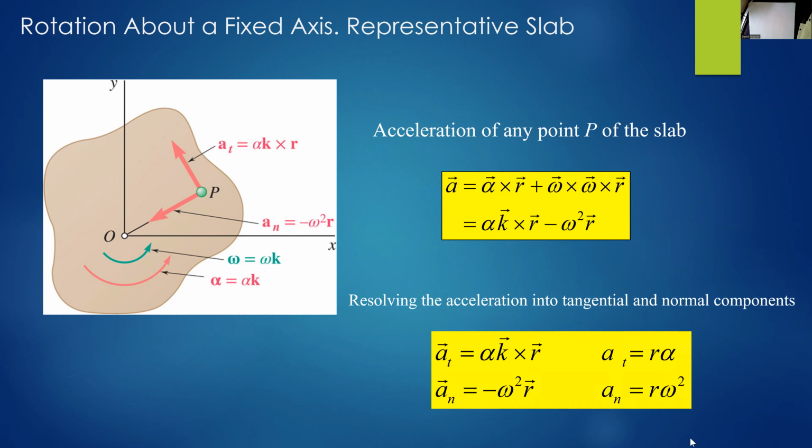So if we break them down, we have tangential is alpha cross r, or omega cross r. This is in vector form over here to the left, and this is in the scalar form here, where you just multiply r alpha and r omega squared.